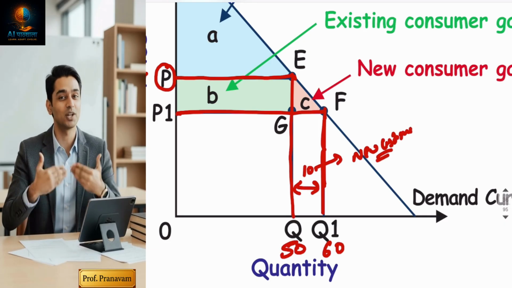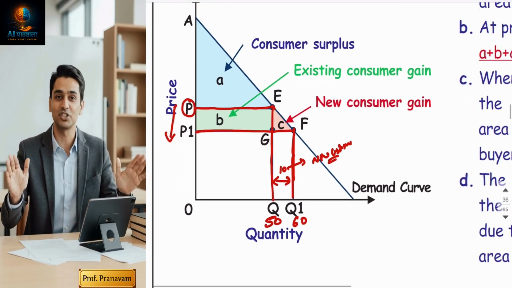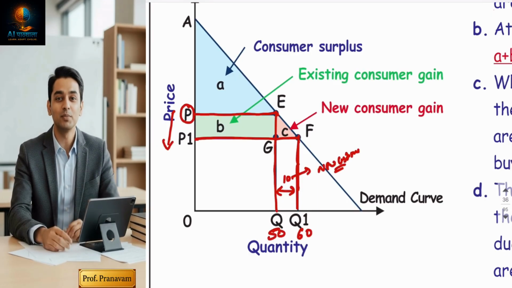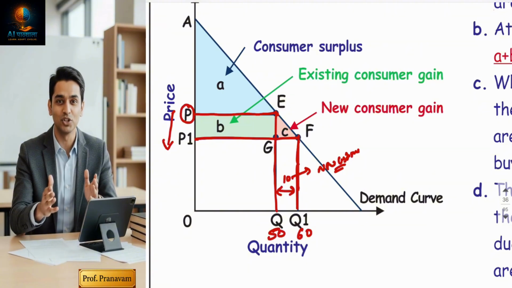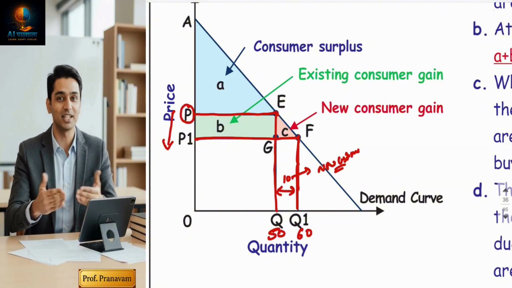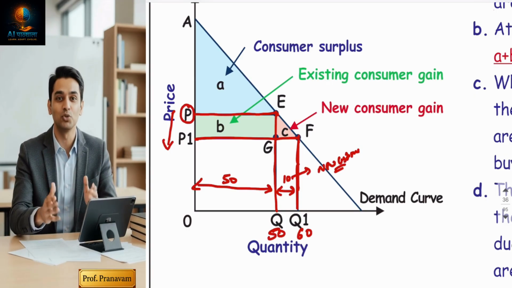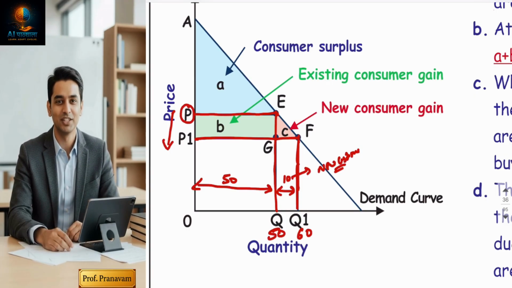Oh, see, new customers have been added. Yes, due to the fall in price, my demand has increased. So those are the new customers added: 50 plus 10. These 50 customers up to Q are my existing customers, and 10 customers are getting added.